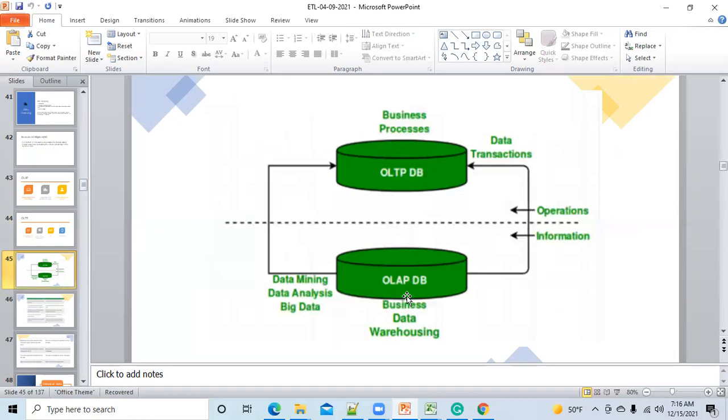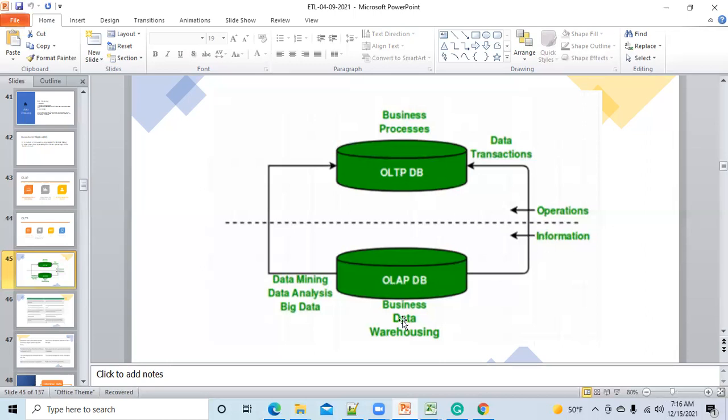So this is just a schematic diagram I have shown you. OLTP database, OLAP database. OLTP database means business process. Whatever things are happening on a daily basis in the business will be stored in the OLTP database. You can see I mentioned here data transactions. Day-to-day transactions will be stored here, but you cannot draw any conclusion based on this, right?